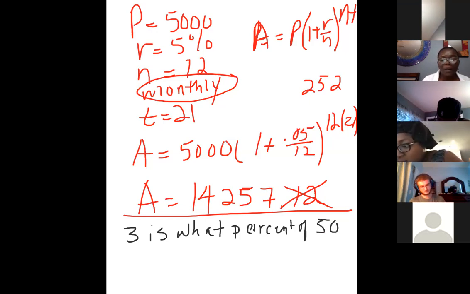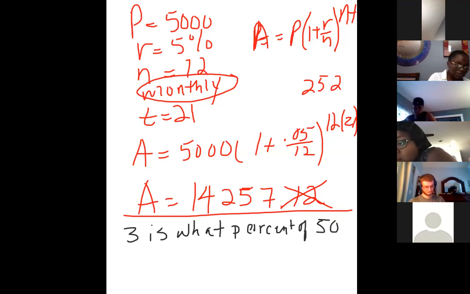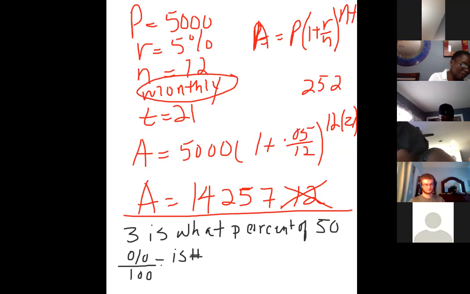So on this particular problem, we can create a proportion to solve it. Or for some of you, you may be looking at this and saying, this is only asking me 3 out of 50 is what percent? But the quickest thing to do, guys, is to do a proportion. And remember, when you do these proportions, it's percent over 100 equals the is number over the of number. So if you're going to create a proportion for this, you would do percent, which is P, because we don't know what the percent is, over 100, is equal to 3 over 50.